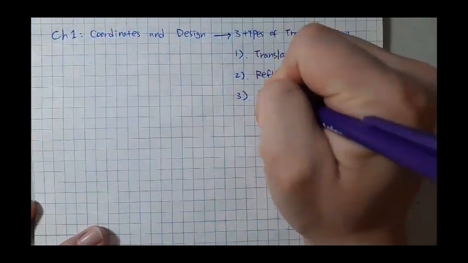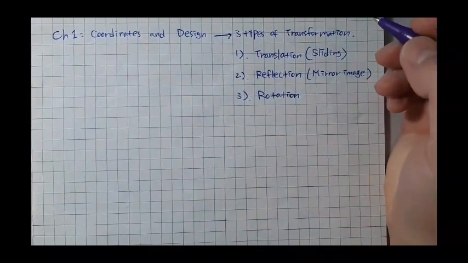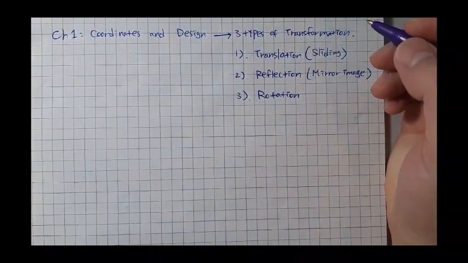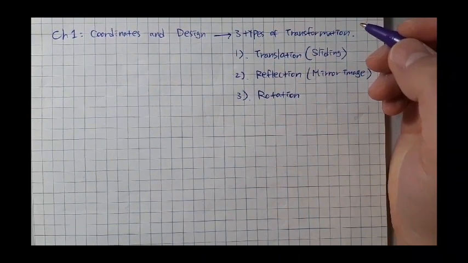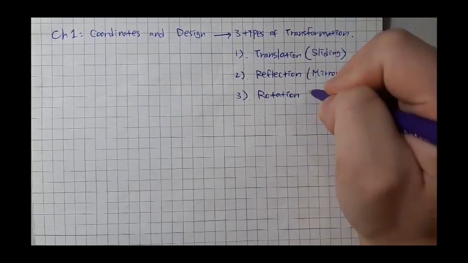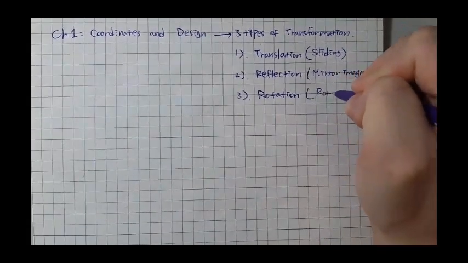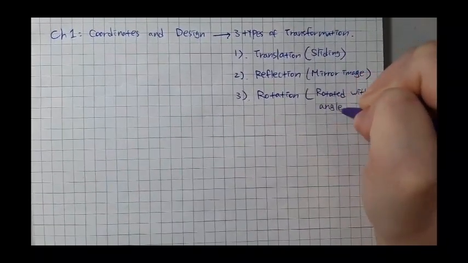And number three, rotation. Rotation is basically an angle type. What I mean by that is a 90-degree rotation, clockwise, counterclockwise, those kinds of situations. So simply rotate it with an angle is what I want to point out.